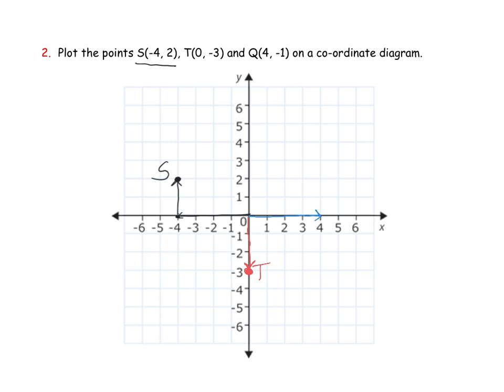We get to here, and we're going down minus 1, so it's just to here. And we plot the point here, and that point is Q, making sure that you always put the letter after when we have it plotted. So I'm hoping that that example is clear enough.